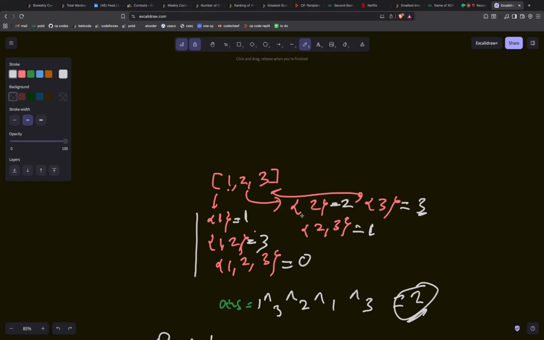Then similarly, let's write down all the subarrays starting from 2. That is 2, 2 3. Makes sense? Then all the subarrays starting from 3. That is just 3.